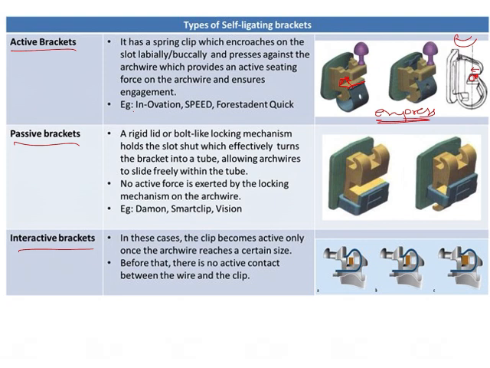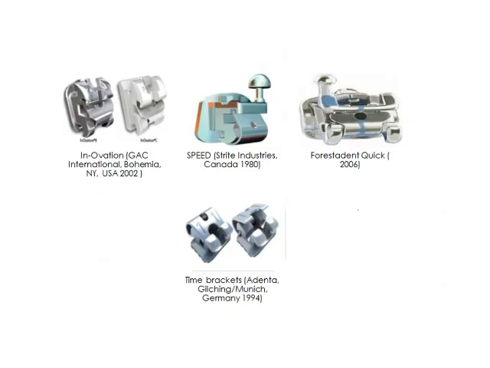Now the examples of active brackets are Innovation brackets, Speed, and Forestadent brackets. So this is what they look like. These are all active brackets. Here you can characteristically see that there is a spring mechanism which is encroaching into the space of the wire slot. Okay, these are not very commonly used.